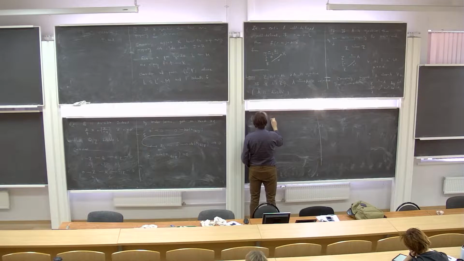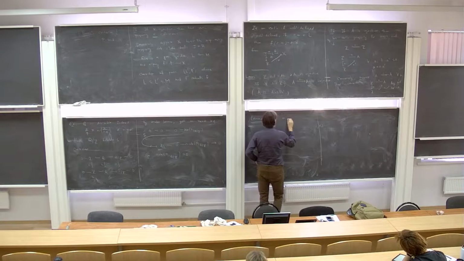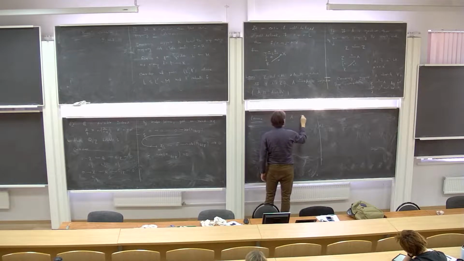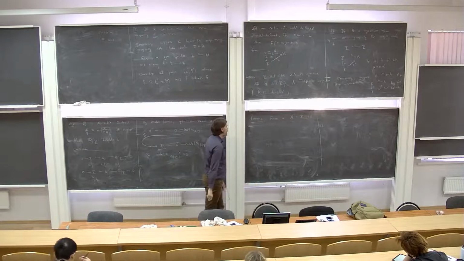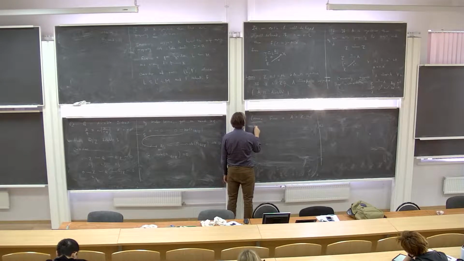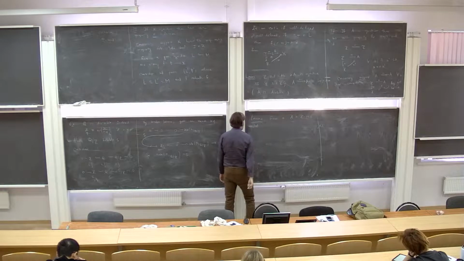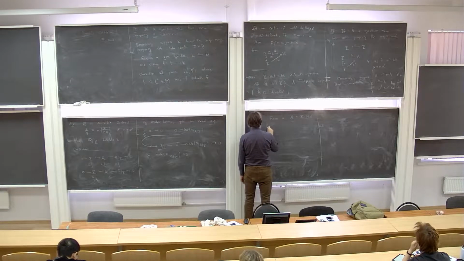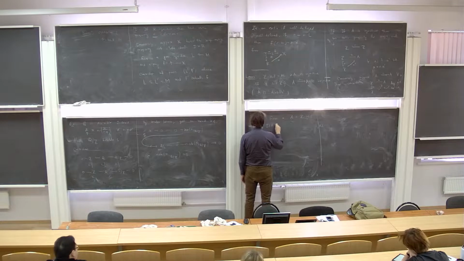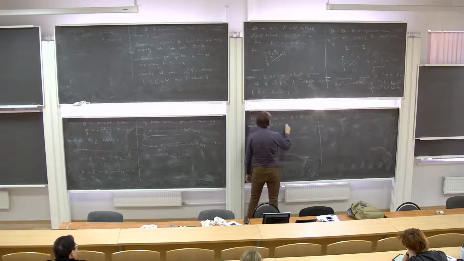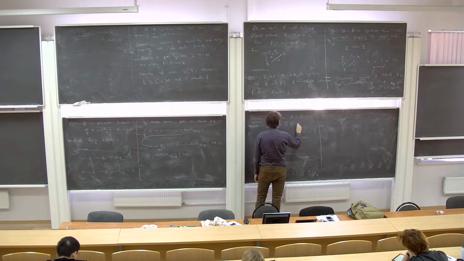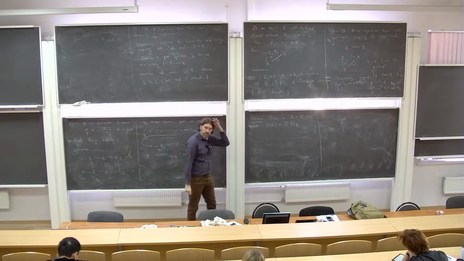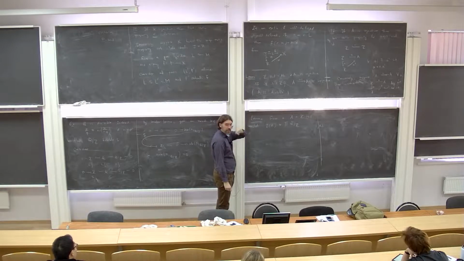So given an abelian group A, so a Z module, let I of A be a product of the groups Q mod Z, and a product over what? It's a product over all homomorphisms from A to Q mod Z.